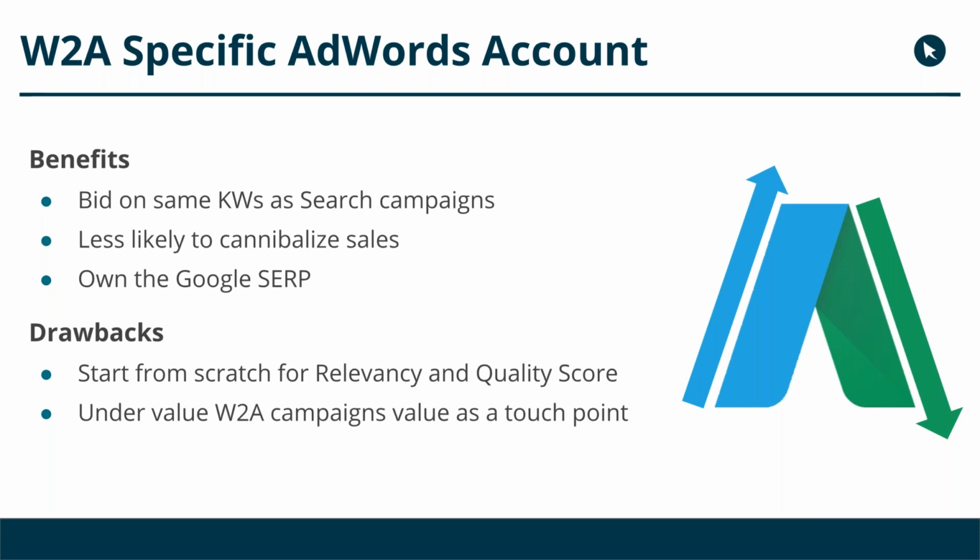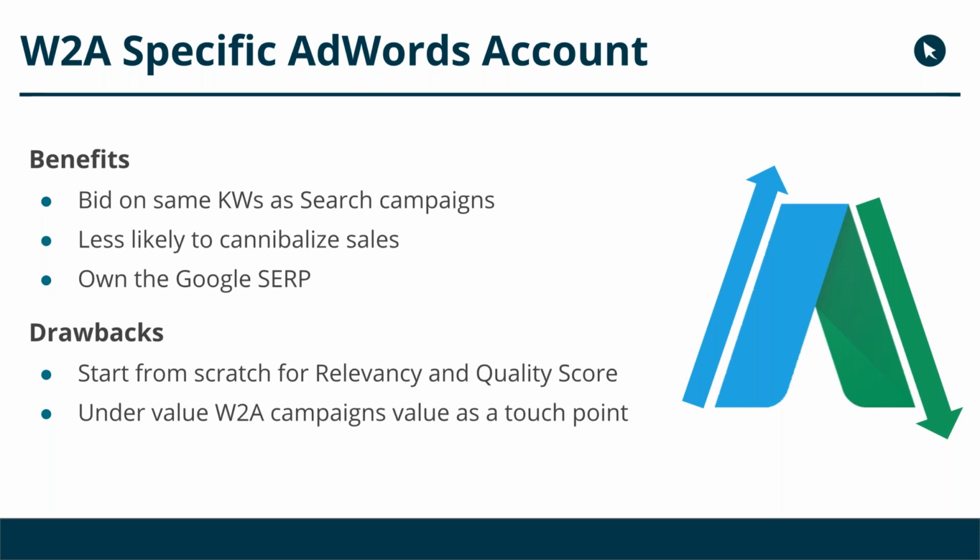Of course, with any sort of new AdWords account, there comes some drawbacks. Things that seem worthwhile to mention is that you'll essentially be starting from scratch in terms of the relevancy and the quality score on any of your keyword bidding, any of your ad copy, anything along those lines. So your CPCs on your web to Amazon specific account, or your bids, are likely going to have to be a little bit higher, at least initially, until you do build up that relevancy once again.